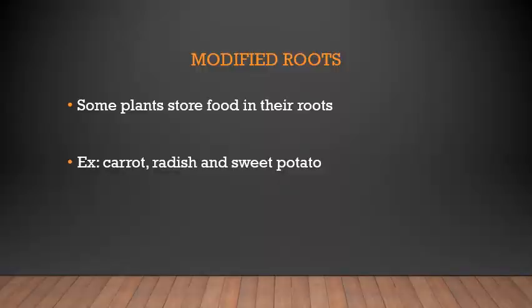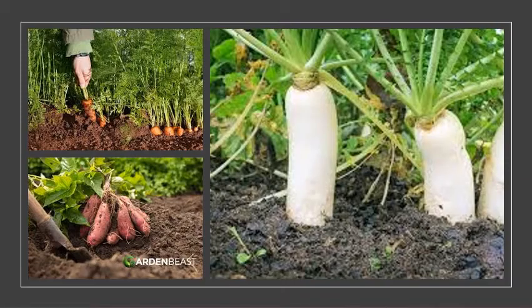Then we are going to learn about modified roots. Modified roots means some plants store food in their roots. As I told you, we use the parts of the plant which the plants use for storing their food. They are the main producers of the food. They produce the food for all the plants. So some plants store their food in the roots. Can you think of some examples of plants whose roots we eat? Yes, the carrot, radish, and sweet potato. These three are the best examples of plants that store their food in the roots. These are actually the roots.